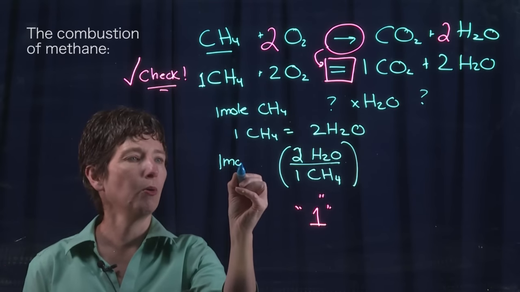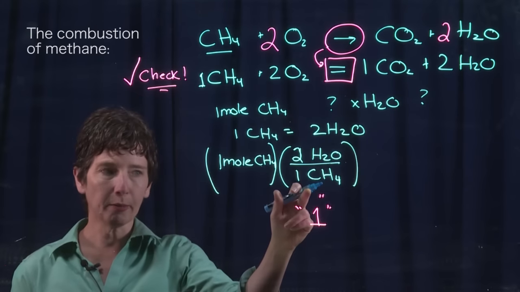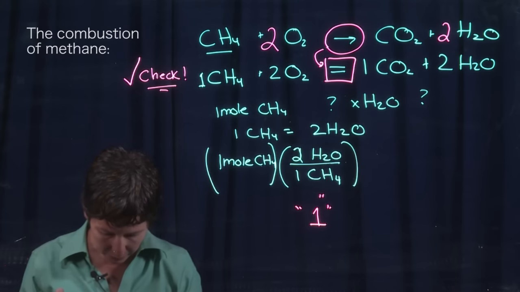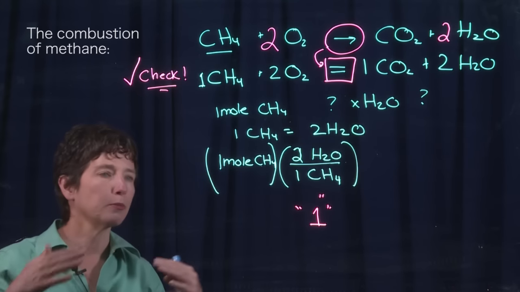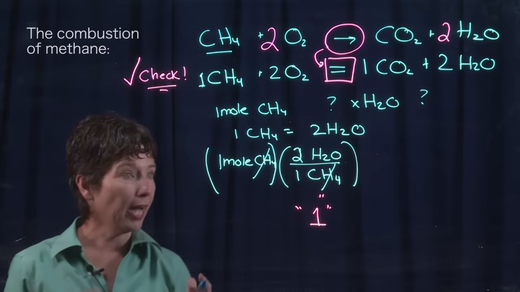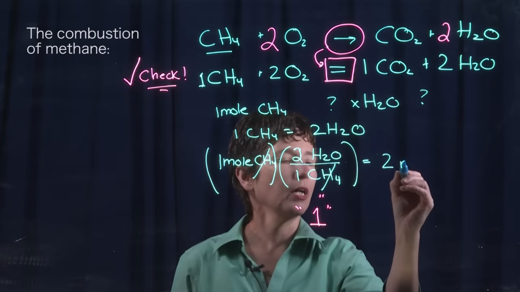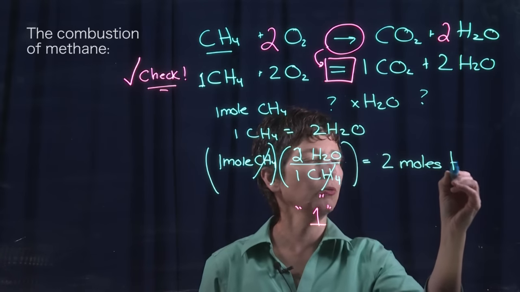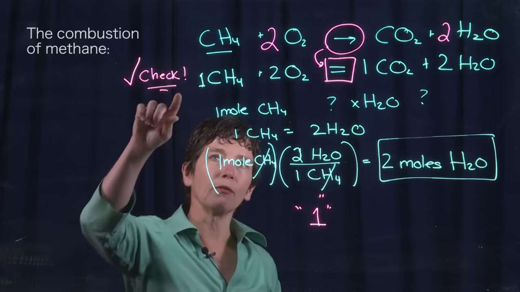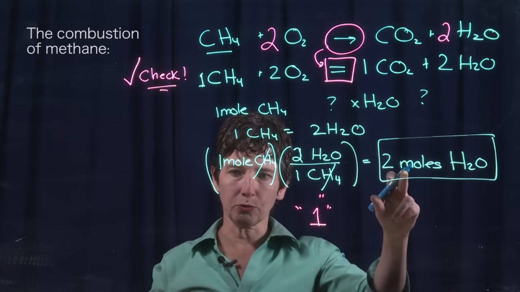I can say 1 mole of methane, and now I multiply that by my magic 1. Just like we did in the last set of problems where we would cancel grams or cancel moles, I can actually cancel methanes and treat that mathematically. Then I'm left with 1 times 2. I'm left at the end with 2 moles of water. So that's my answer: if I have 1 mole of methane and I have all the oxygen I need, I can make 2 moles of water.